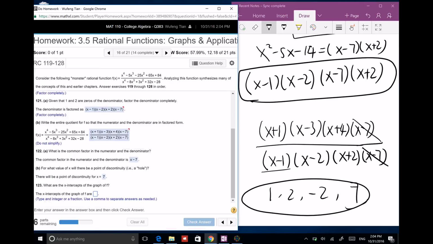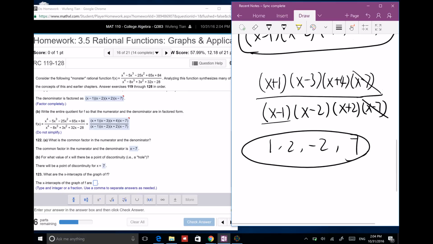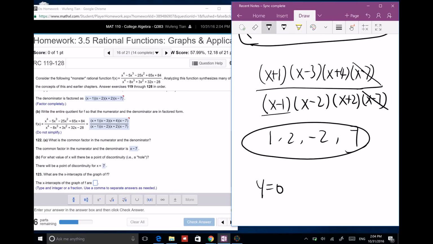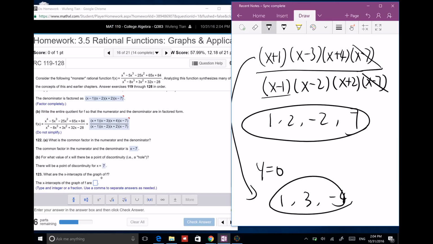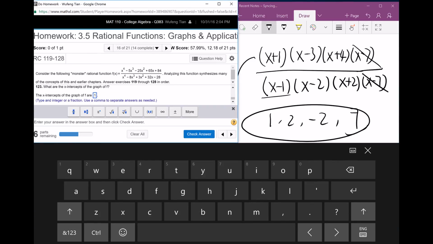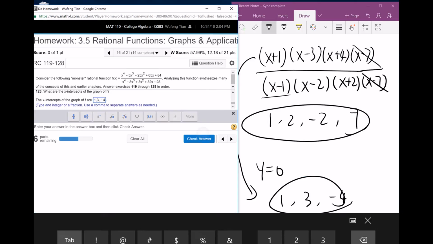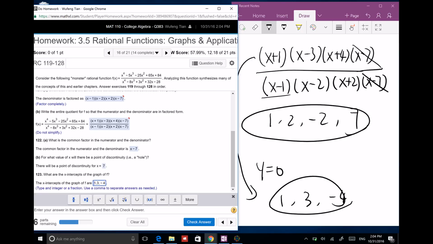Okay, and the x-intercepts of the graph. X-intercept means y equals 0. Basically, to solve y equals 0, y equals 0 means the numerator equals 0. Numerator equals 0 means negative 1, 3, negative 4. Oh, negative 1, my bad. Negative 1, 3, negative 4.